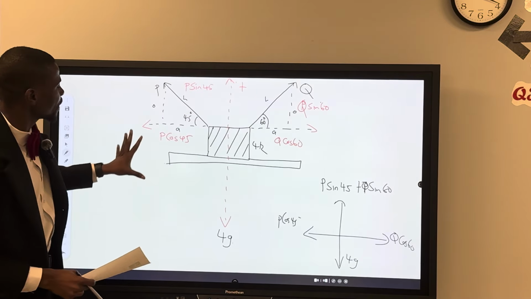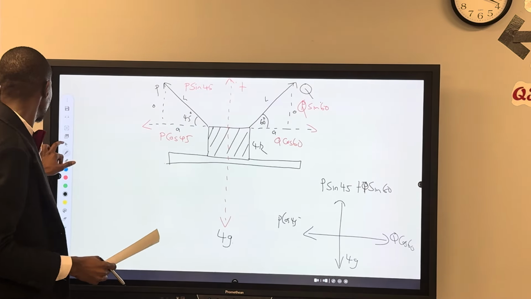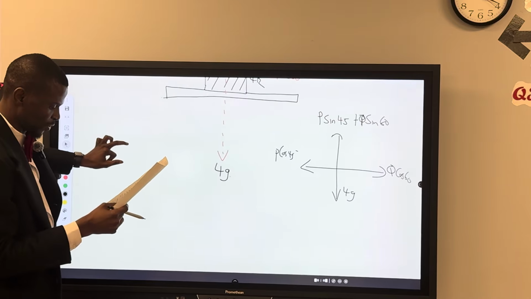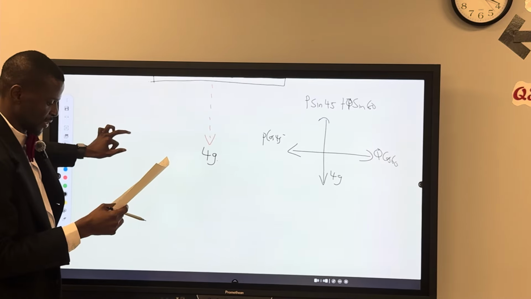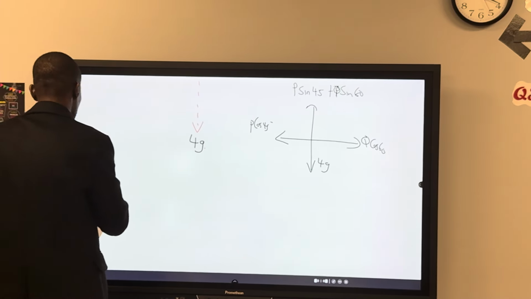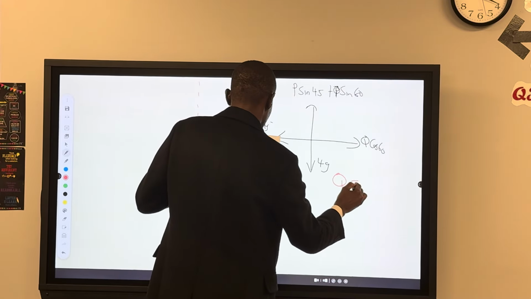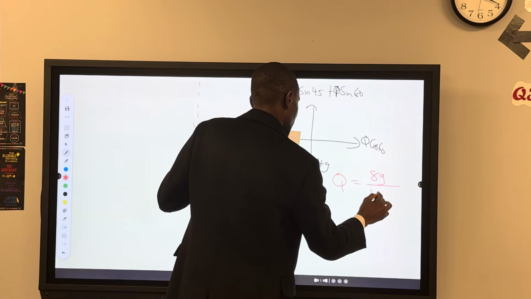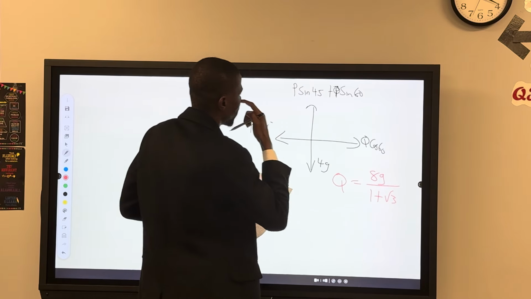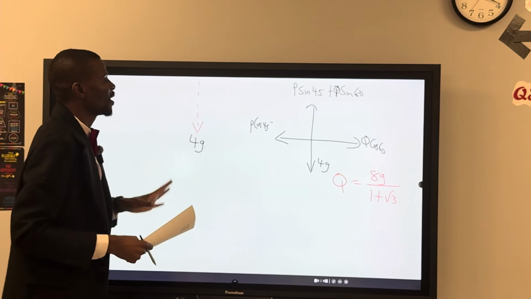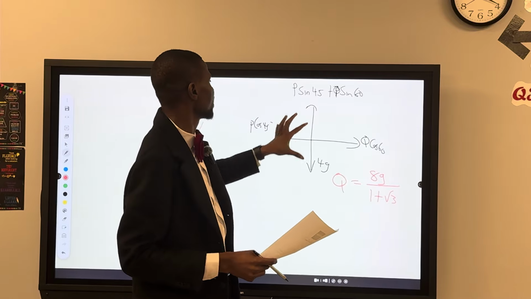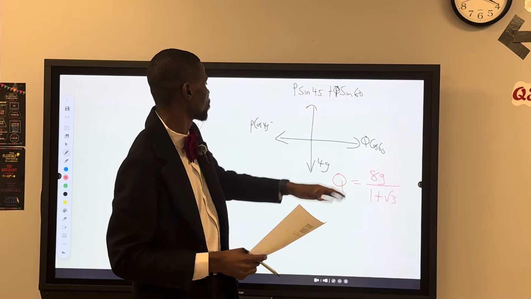Right. So once we are done resolving here, guys, remember we are trying to show that Q is equal to 8G over 1 plus square root of 3. Okay, no problem. So remember, these forces are in equilibrium. So what it means is that these two are equal and those two are equal.